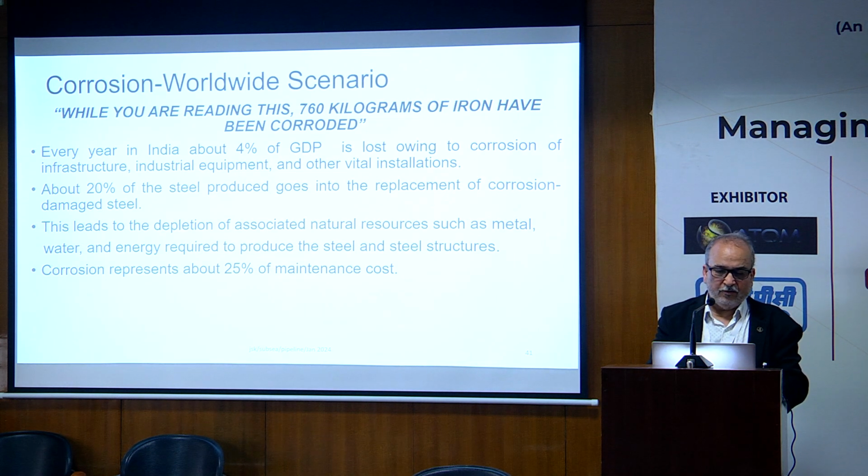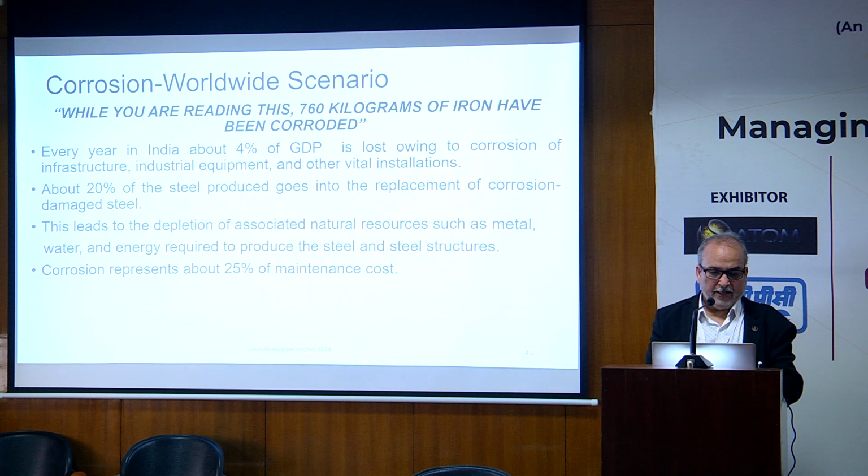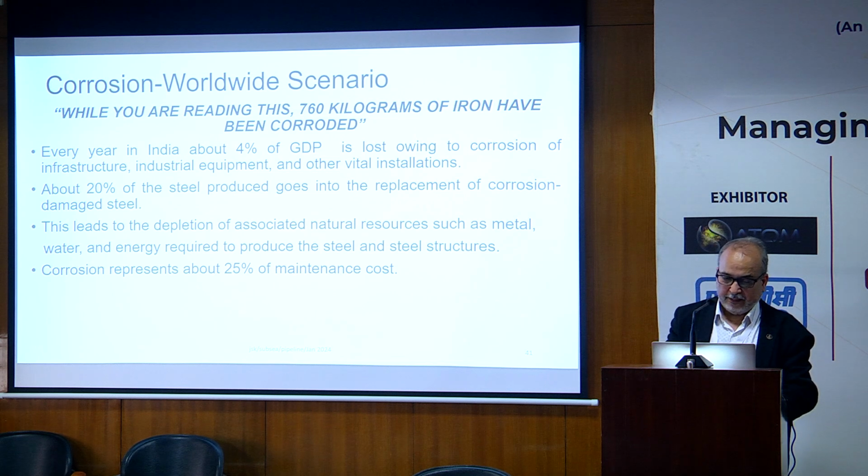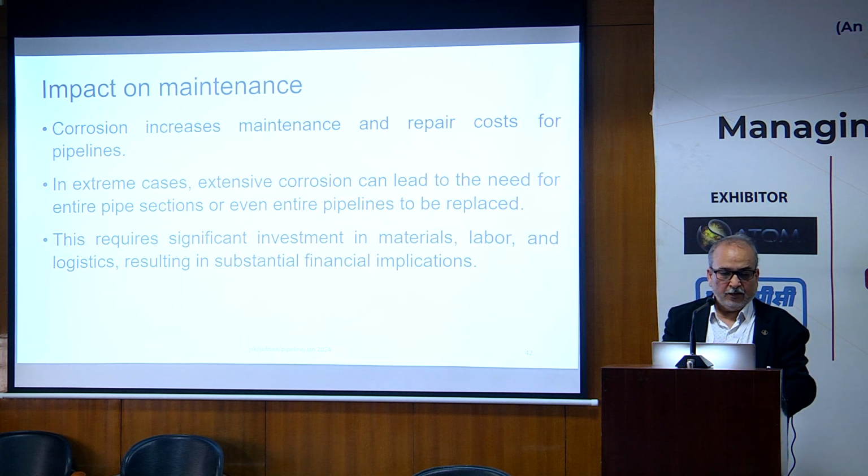Every year in India, around 4% of GDP is lost. Some time back this year, figures were shown in some of the magazines that about 80% of steel produced goes into the replacement of corrosion-damaged steel. This leads to depletion of associated natural resources such as metal, water and energy. Corrosion represents about 25% of the maintenance cost. Corrosion increases maintenance and repair cost.